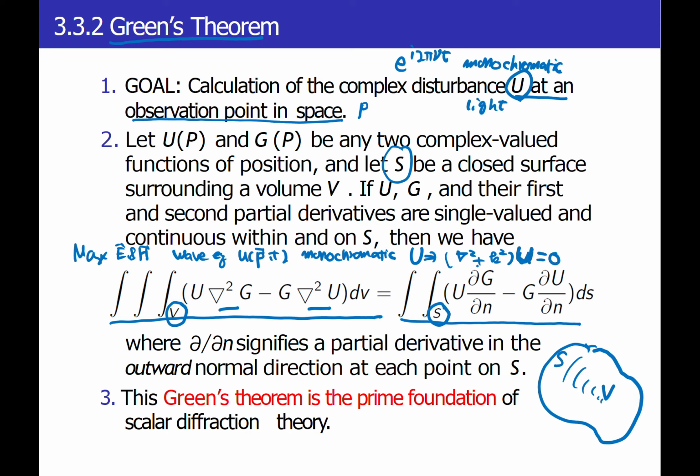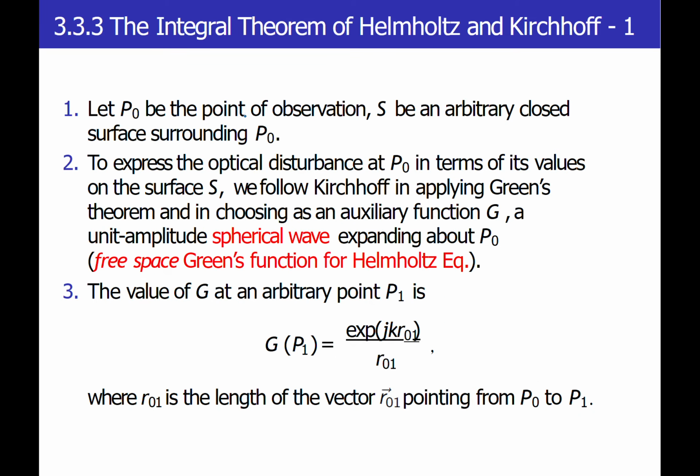Is 0, and then on top of it we have Green's theorem. So there must be something: these Helmholtz equations and Green's theorem, and that's the starting point of our scalar diffraction theory. Okay. So let P0 be the point of observation, and S be an arbitrary closed surface surrounding P0.